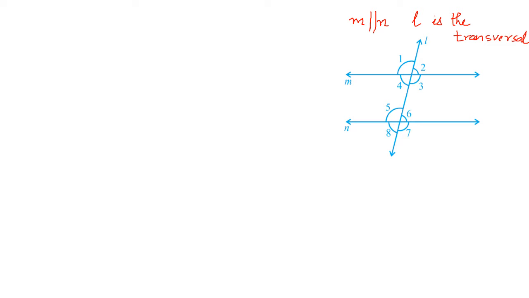L is the transversal. Now, I have marked some angles here. Can you see? 1, 2, 3, 4, 5, 6, 7, 8. There are 8 angles formed. When two parallel lines are cut by a transversal, there are 8 angles formed. Now, there are some specialties about these angles. That is what we are going to learn today. You have already learned it. We are going to brush it up.